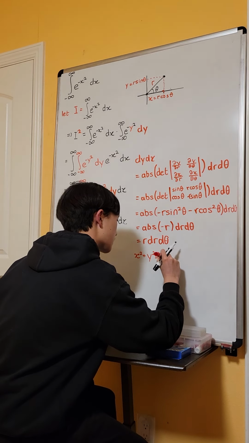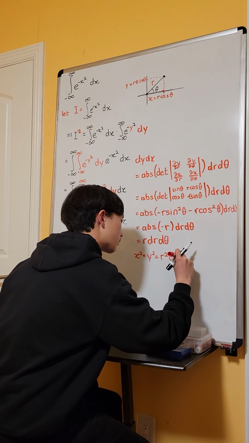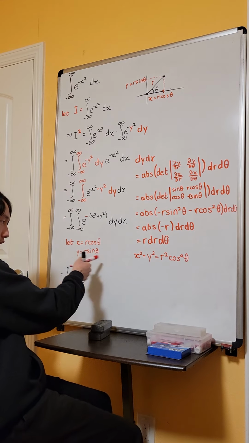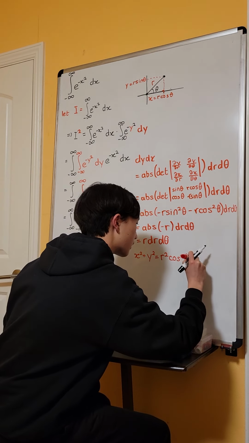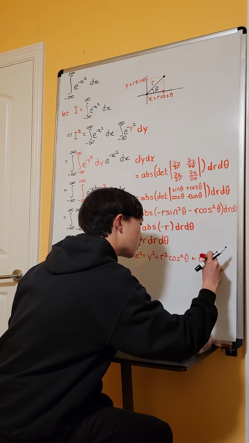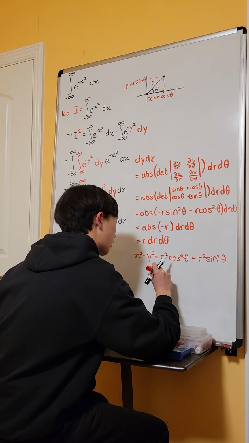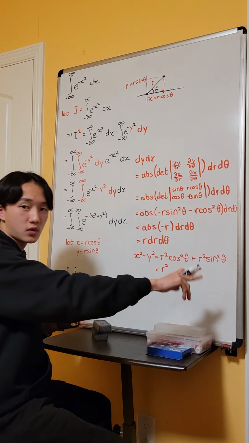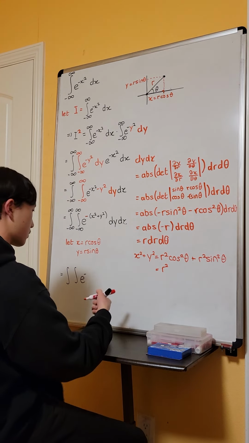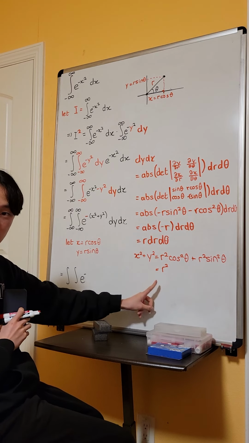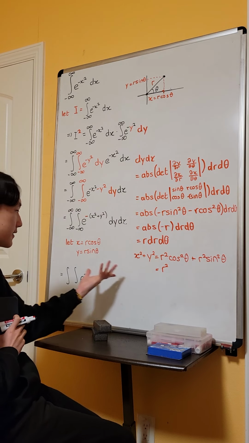So r squared cosine squared plus y squared, which is r squared sine squared. Once again, factor out the r squared. You have cosine squared plus sine squared left, that's just 1, so you just have r squared. So x squared plus y squared is equal to r squared, and you can see why that's nice.